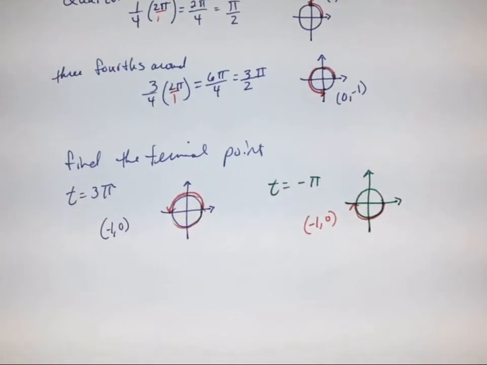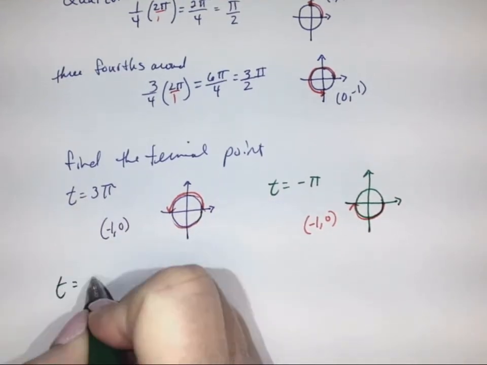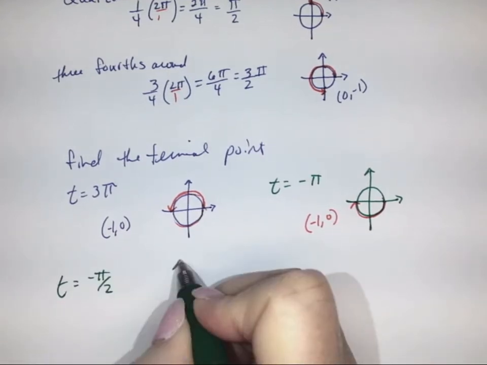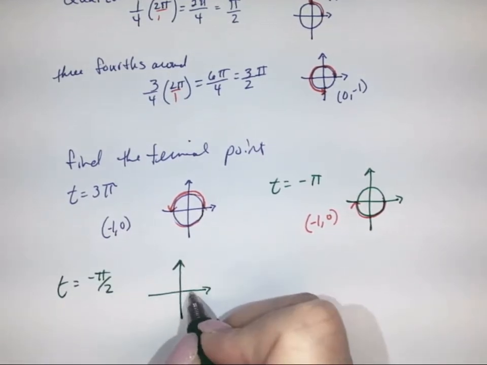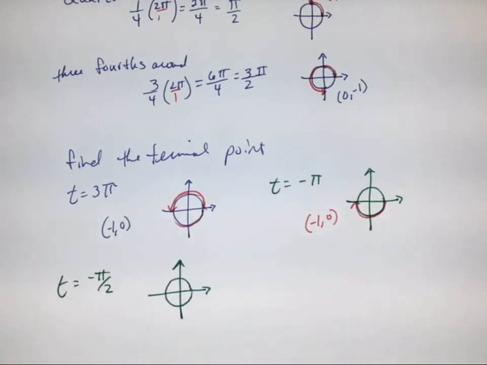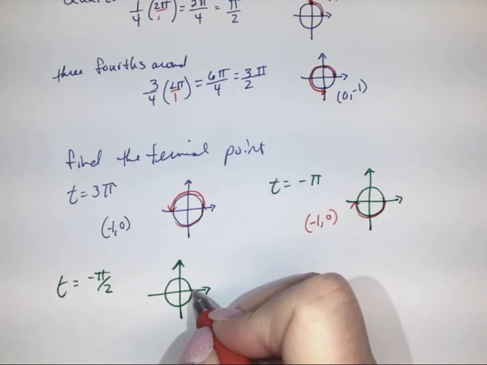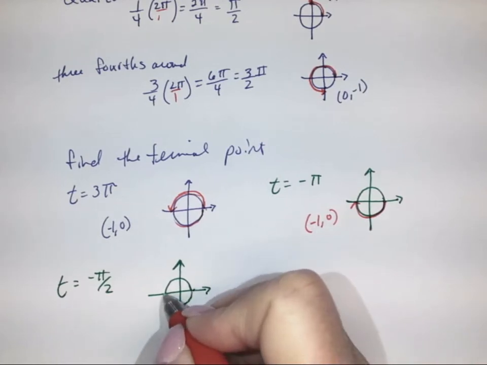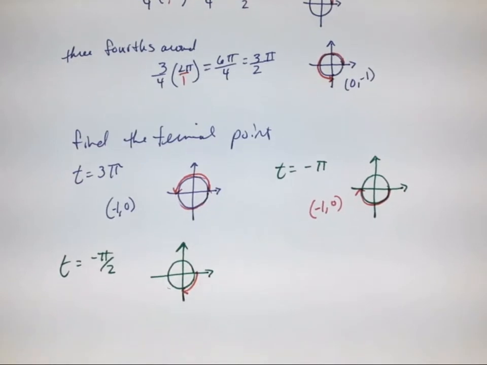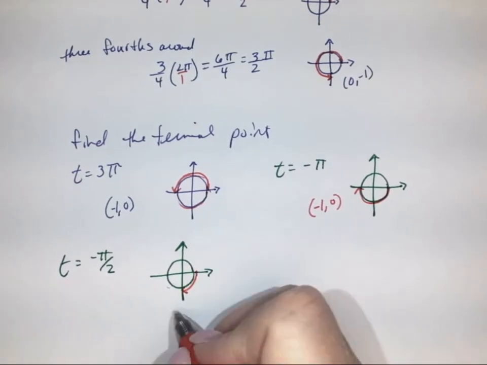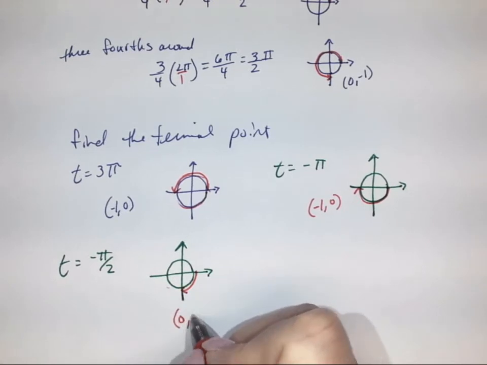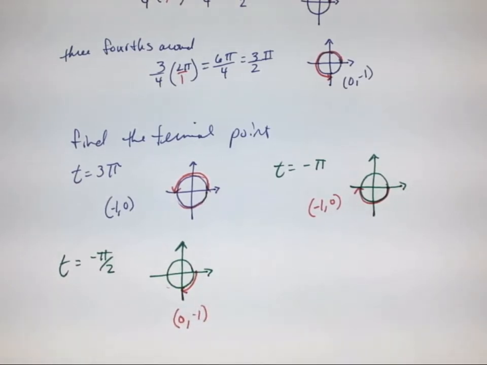All right, let's look at another one. What about t is equal to negative pi over 2? Again, we're going to draw our unit circle, and we're going to start at the same point. This time we're going to go half a pi. So if a whole pi is here, this is our half a pi. And we go this direction because it is negative. We know that this point is a y-intercept. It's 0, negative 1.